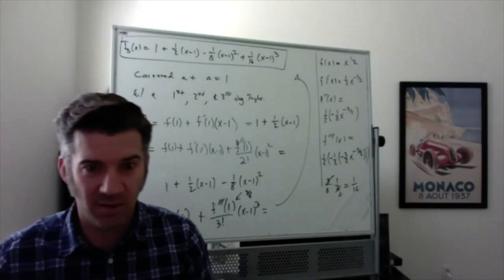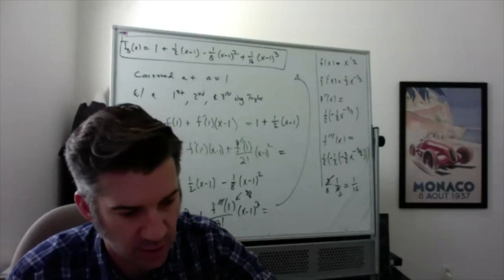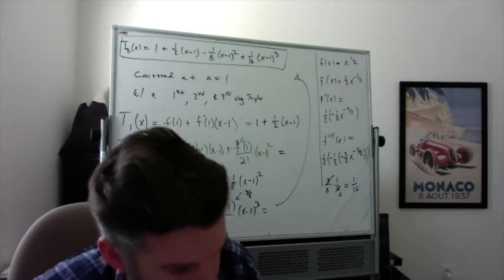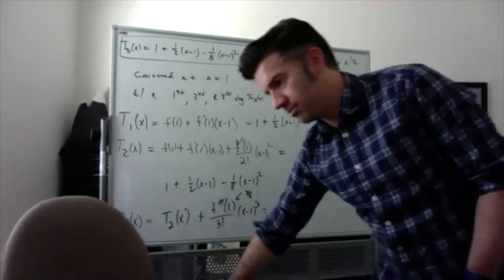Okay, that's all I really have to say about Taylor polynomials. Let us move on to chapter 4 and start talking about maxes and mins a little bit and all those good things in there.